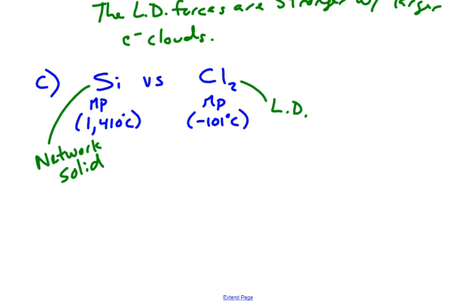I'd say silicon has a network solid while Cl2 has London dispersion forces. To overcome a covalent bond, remember these are covalent. That's important. They're all covalent bonds. To overcome a covalent bond, you require a lot more energy than a London dispersion force. So that would be the route that I would go for that one.